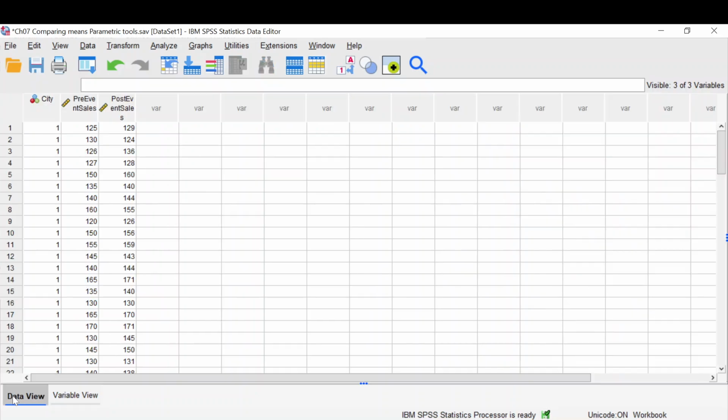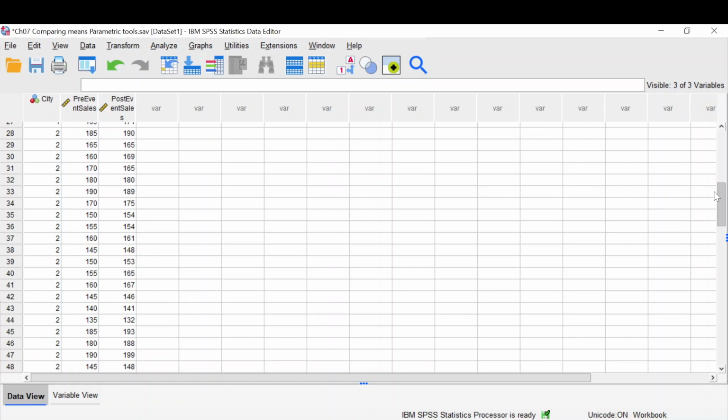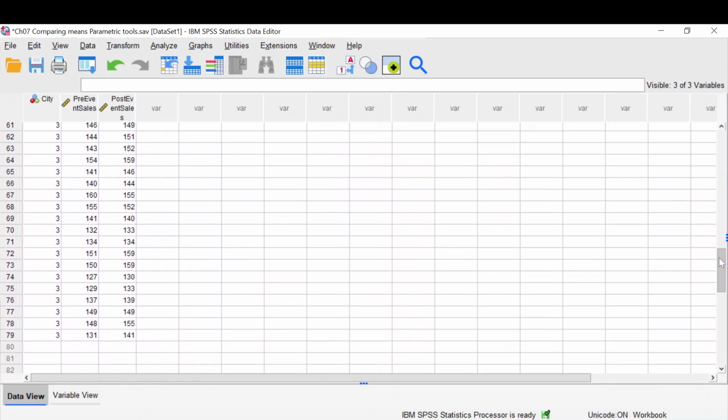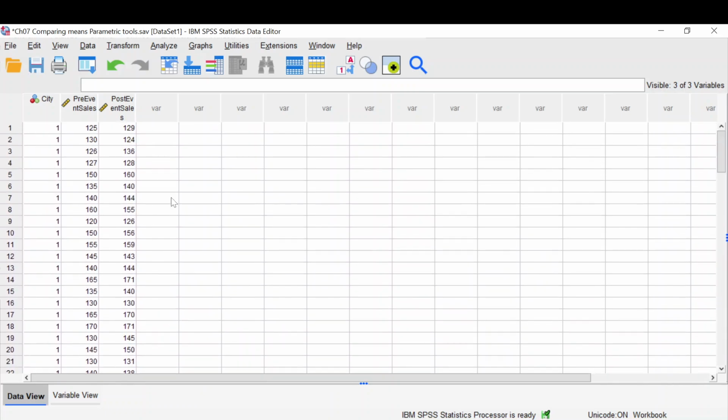Next, we can go into the data view and we can confirm our variables this way as well. Make sure our data makes sense. So here we have city, followed by pre-event and post-event sales. So for example, in city A, remember 1 equals city A, the pre-event sales in this first row were 125 units, and the post-event sales is 129 units. So it went up by 4 units between pre and post-event. If you scroll down, you'll see city changes to 2 and then changes to 3 finally. So we have all three cities represented here.